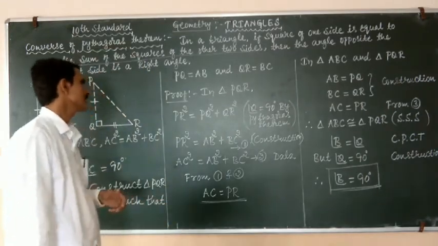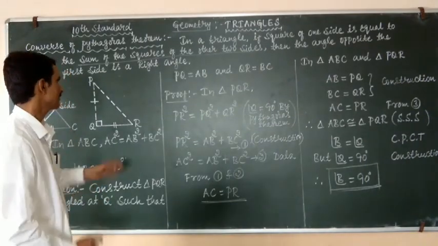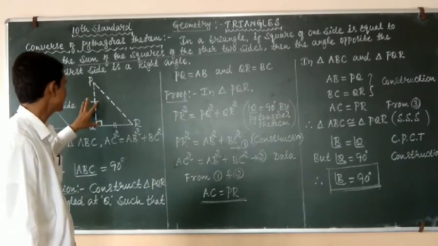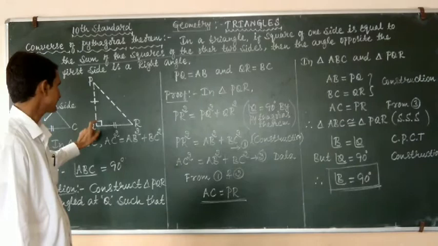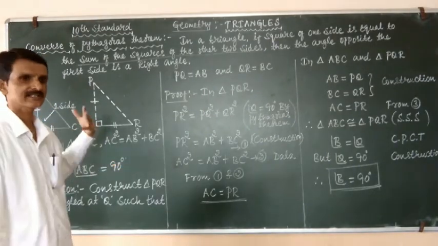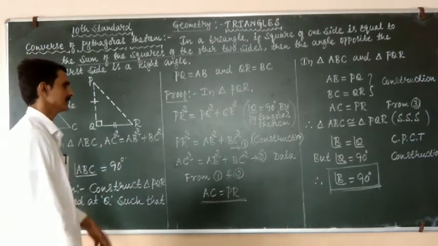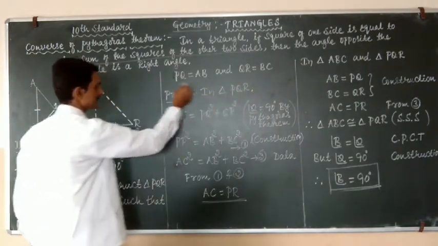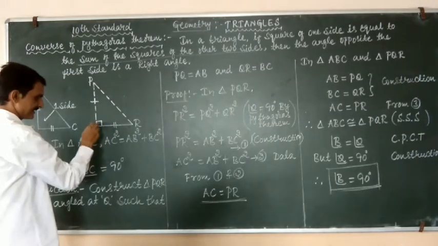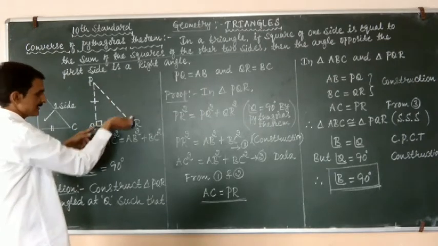Now students, the next part is proof. In this triangle PQR, this is a right angle triangle. If we get a right angle triangle, it is easy to apply the Pythagoras theorem. Therefore, in the proof, in triangle PQR, Q is 90 degrees. So therefore, apply the Pythagoras theorem.